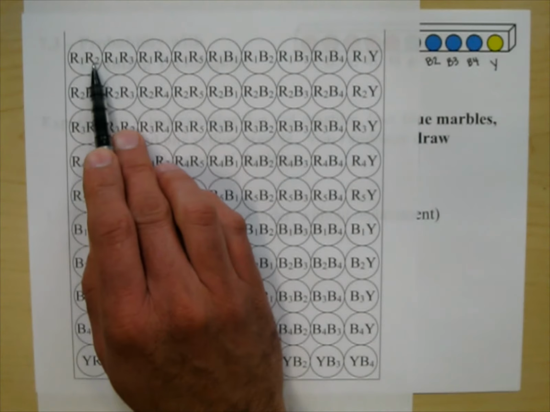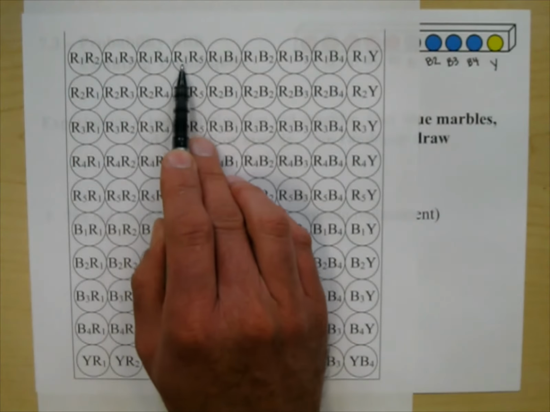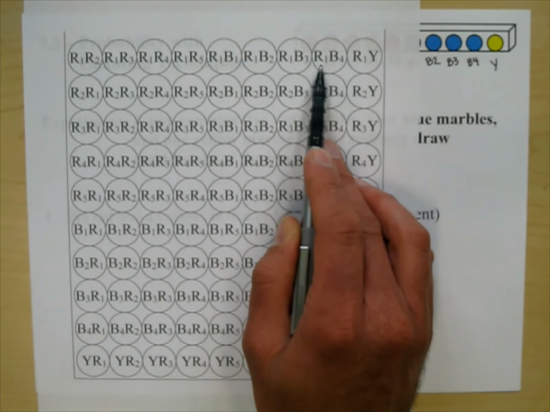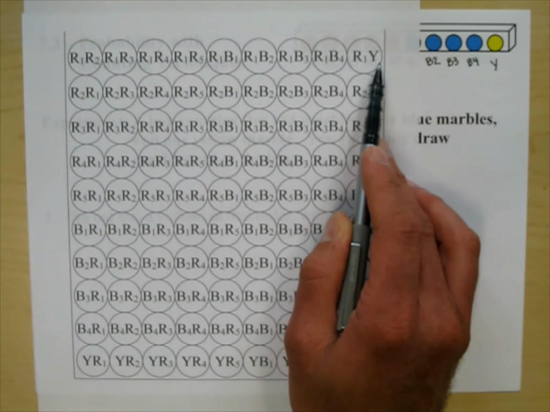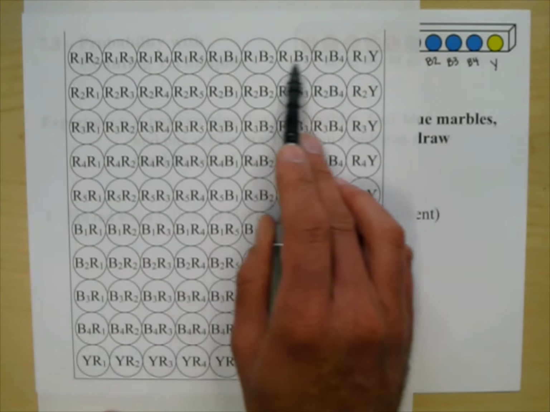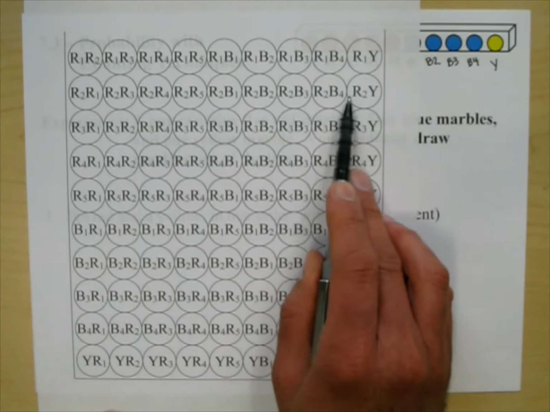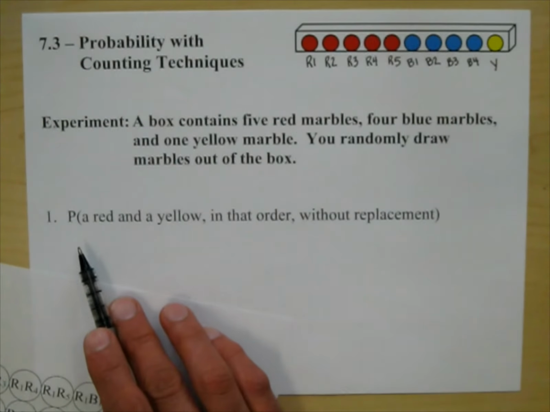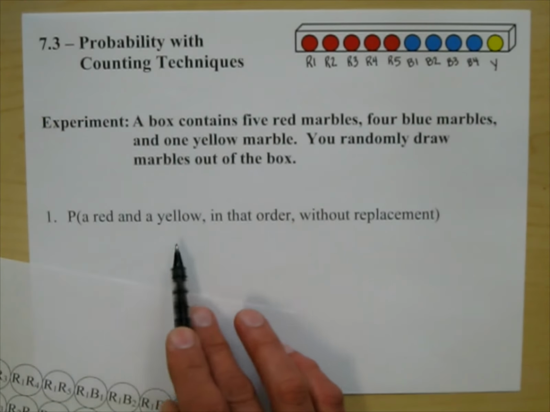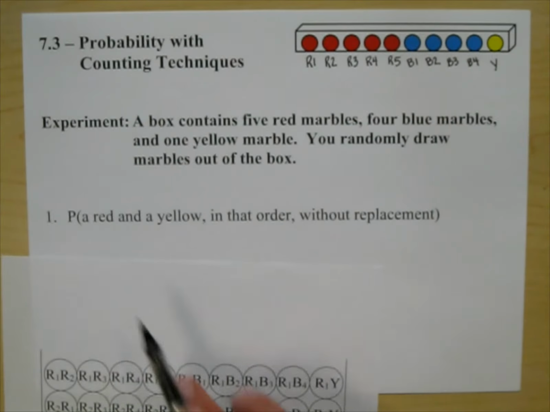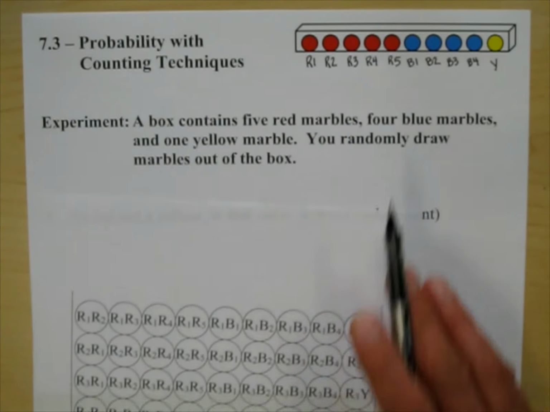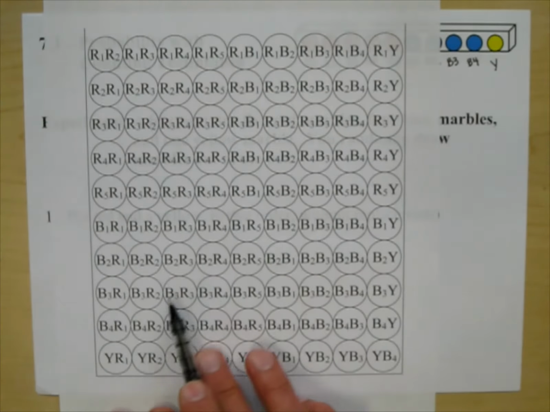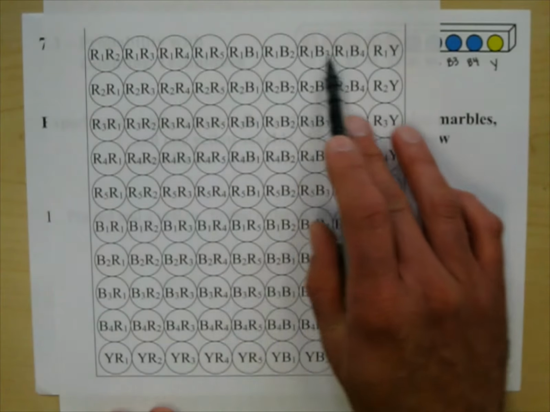And here we have all the things that can happen. So here's red 1, red 2, red 1, red 3, red 1, red 4, red 1, red 5, etc. Red 1, blue 1, red 1, blue 2, red 1, blue 3, red 1, blue 4, and red 1, yellow. So that's all the ones where red 1 comes first. And then here's all the ones where red 2 comes first, etc. So in this experiment, even though it says we're pulling out 2 marbles, we reframe the question and you're really pulling out one of these marbles from this box. Now, how many marbles are in this box?